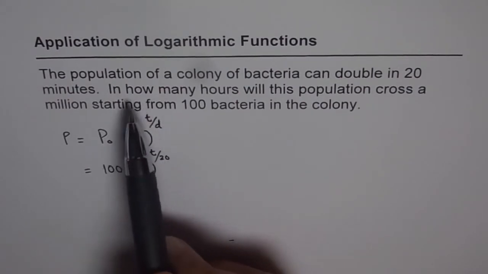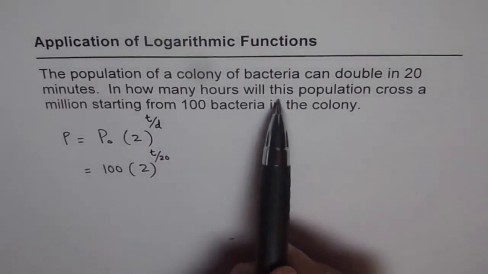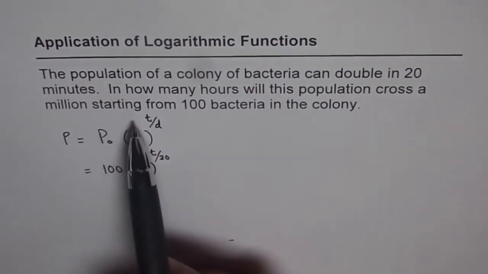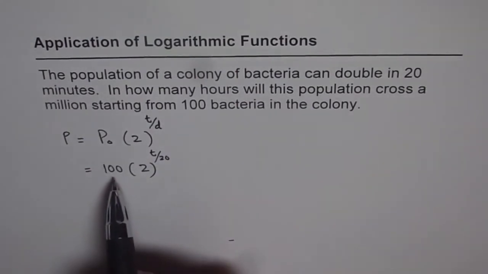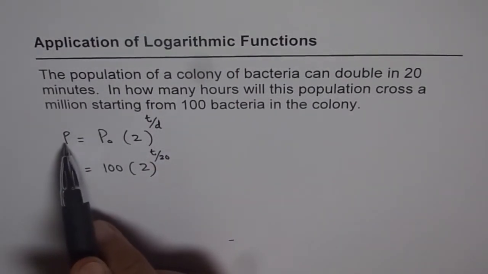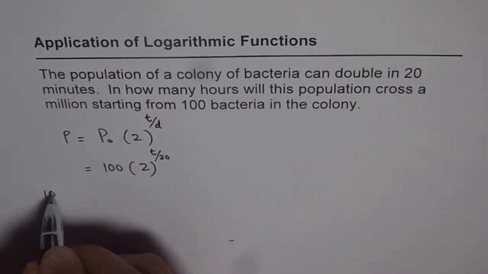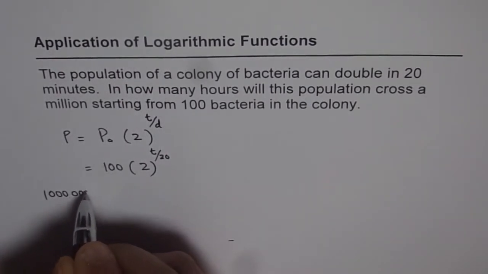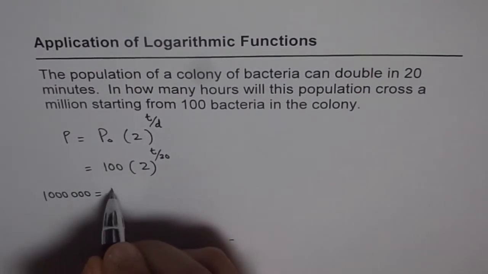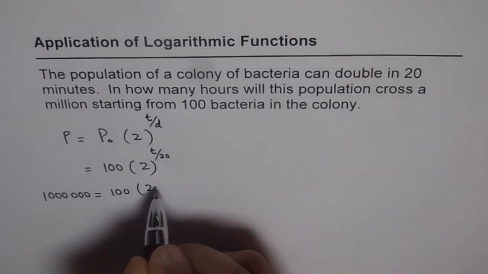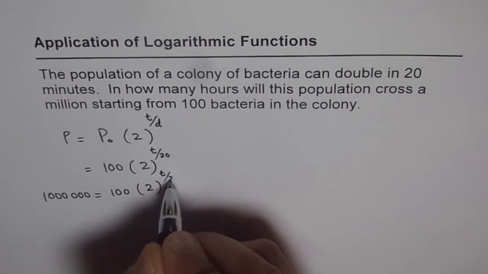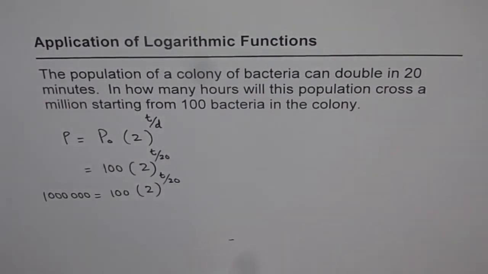Question is, in how many hours will this population cross a million starting from 100, right? So we took starting from 100. Now we want a million here. So our output should be 1 million, so that means 10 to the power of 6 equals 100 times 2 to the power of t over 20. Now how should we get t? That is a big question.